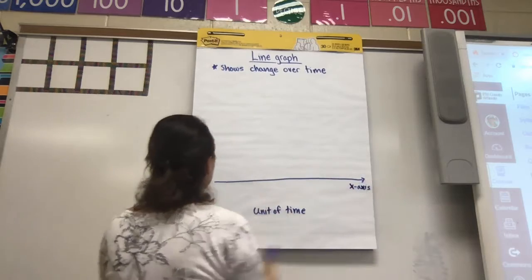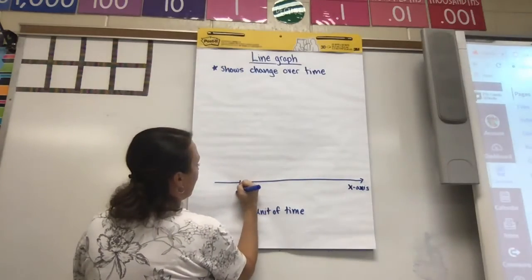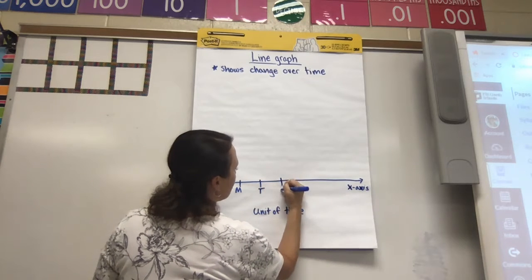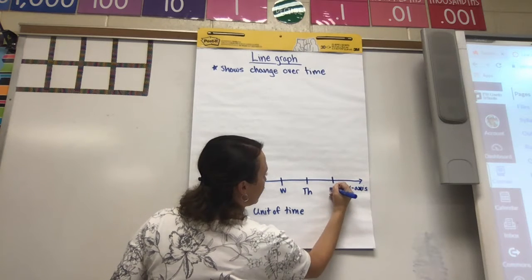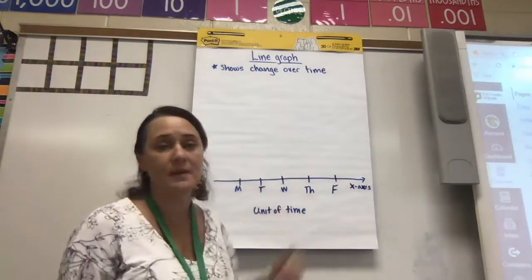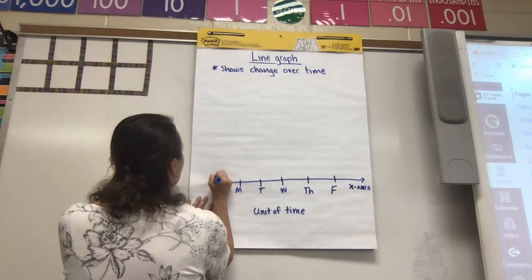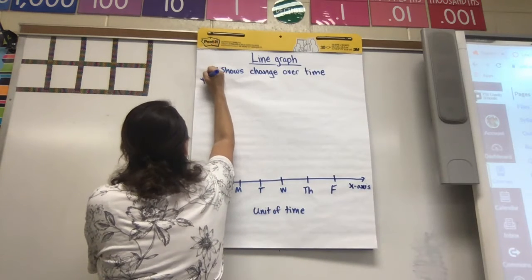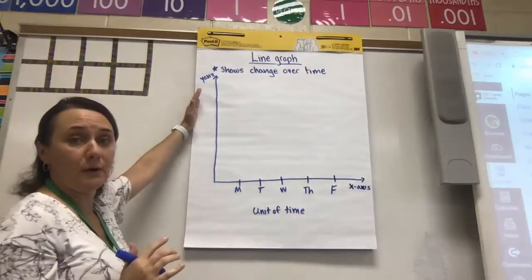It just keeps going. So let's put here that this is, let's say Monday. This is Tuesday, Wednesday, Thursday, and Friday. Okay, so this is our unit of time. Unit of time is always on the bottom of the chart. Okay, now I want you to draw a y-axis. Now, y-axis gives a numerical value, okay?